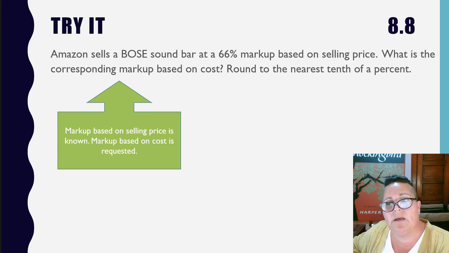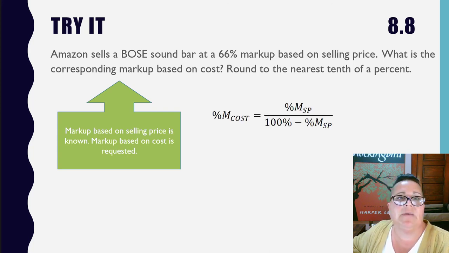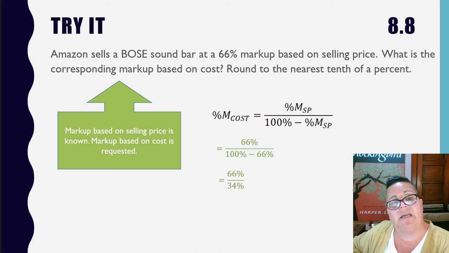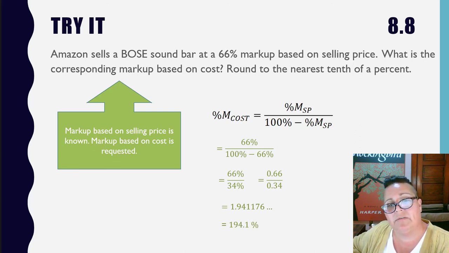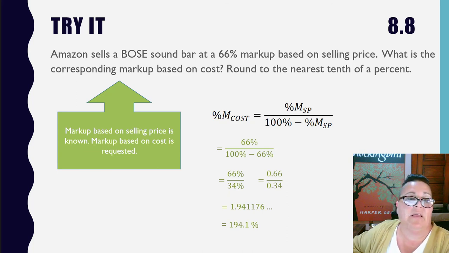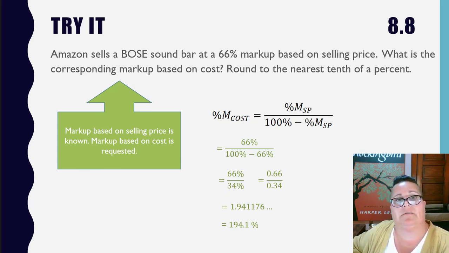So if we know the markup based on selling price, then to find the markup based on cost, we've got to take the markup based on selling price and divide it by its complement. So that'll be 66% divided by 100 minus 66%, or 66% over 34%. 0.66 divided by 0.34 is 1.941176. When I multiply this by 100 to get the percent again, I'll have 194.1%. This would be the markup based on cost.